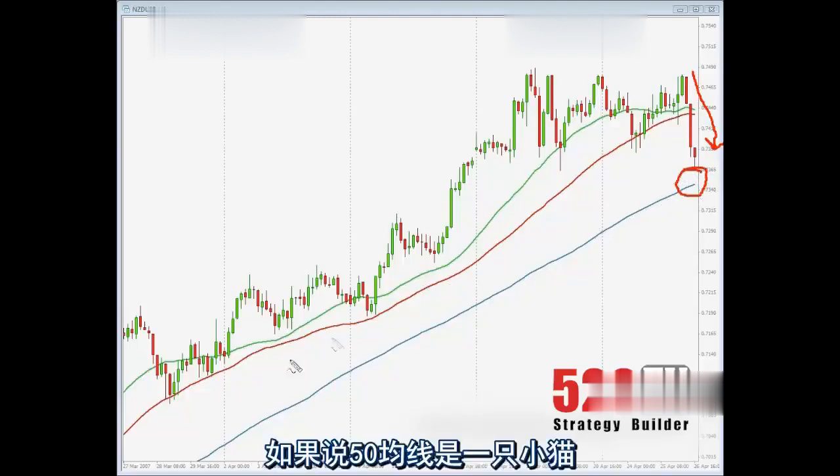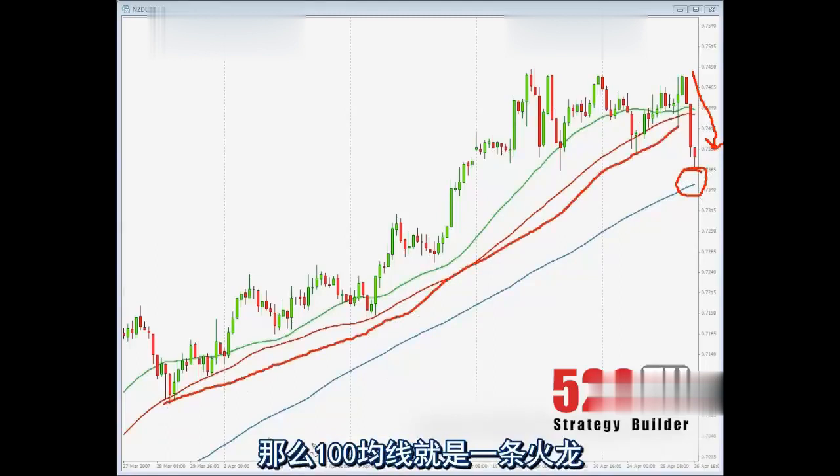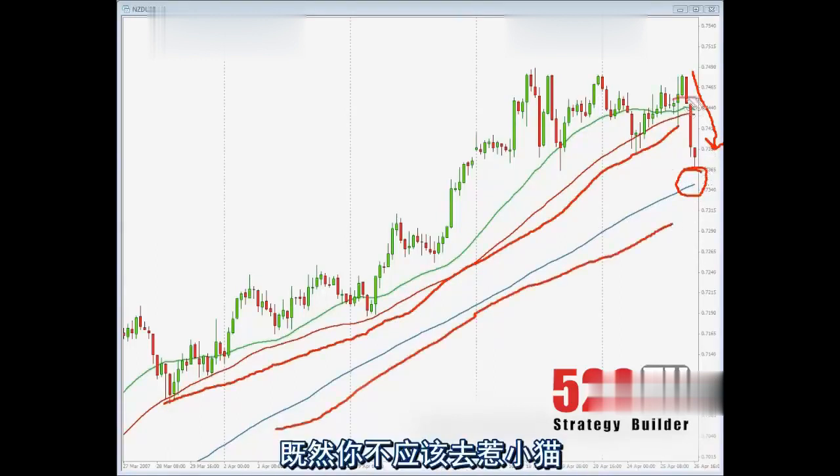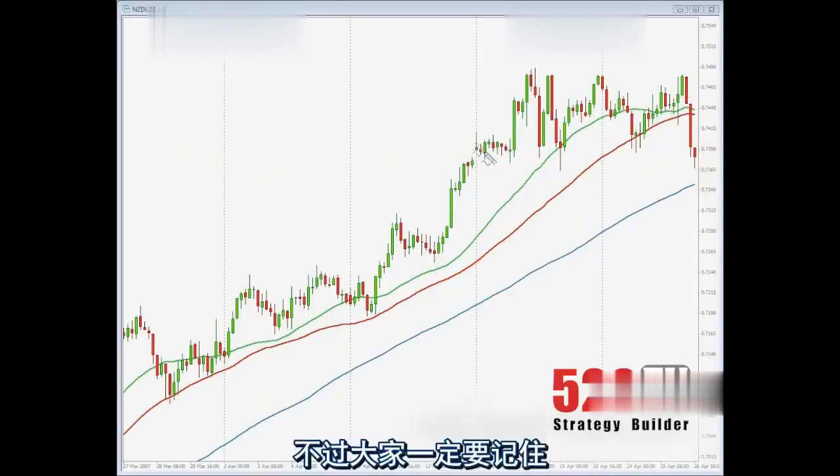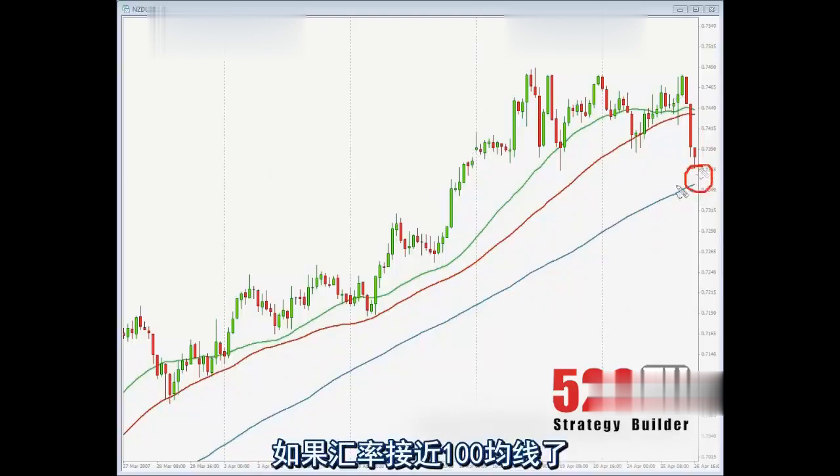Well, if I was saying before that the 50 simple moving average was a cat, well, the 100 is a dragon. I was saying before how you don't want to mess with the 50. Well, you certainly don't want to mess with the dragon, do you? Silly analogy, I know, I apologize for that, but it's important for you guys to know that if you get close to the 100, things are running out of control.